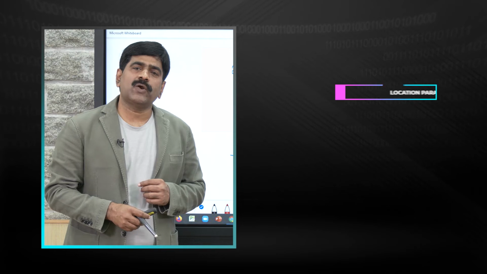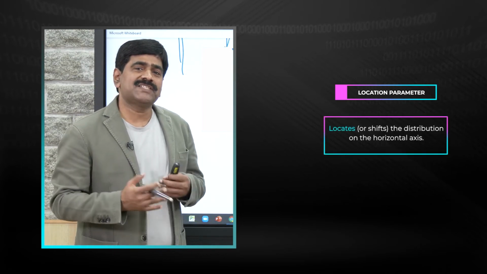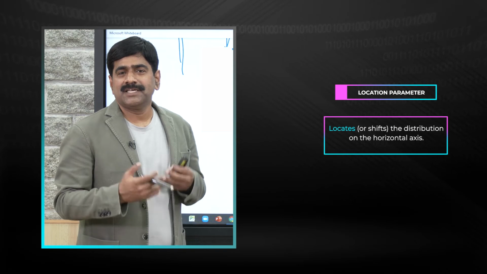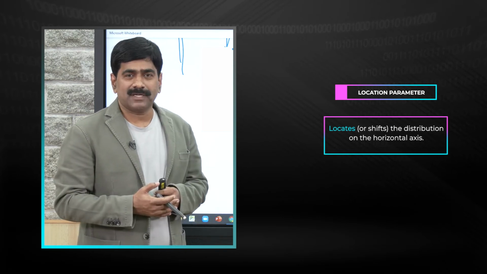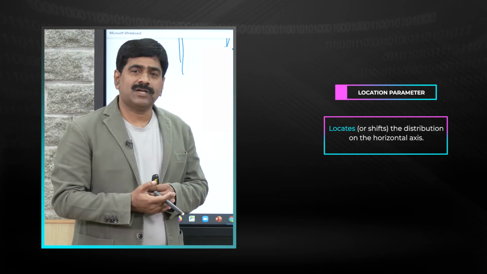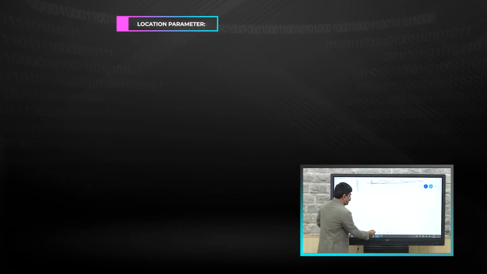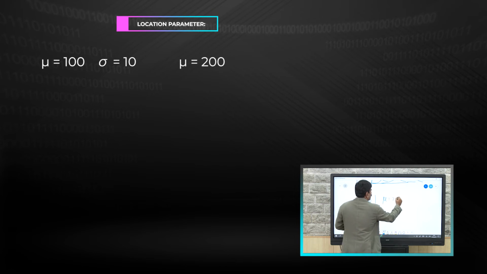The third one is the location parameter. The location parameter locates or shifts the distribution on the horizontal axis. For example, for normal distribution, the mean is the location parameter. Depending on the value of the mean, it gets shifted across the horizontal axis. For example, let us assume that the mean of the normal distribution is 100 and sigma is 10, and another case is mean is 200 and sigma is again 10.